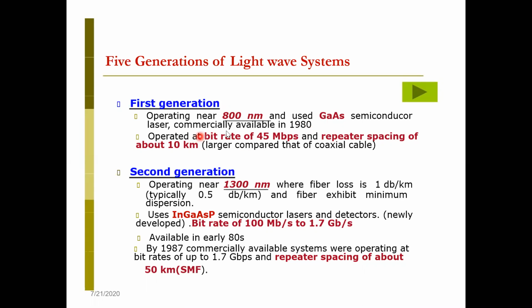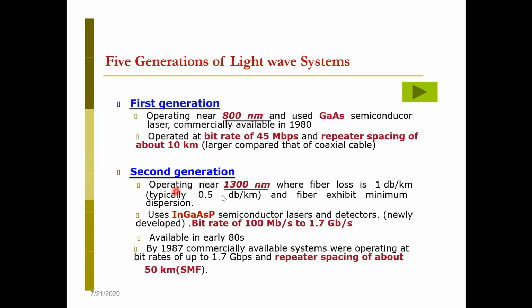The bit rate was 45 Mbps. So please write down 800 nanometer. We had a GaAs laser, and the bit rate was around 45 Mbps. Then the repeater spacing was around 10 kilometers. Even though the repeater spacing was 10 kilometers, it was considered larger compared to coaxial cable. So this was the status at the time of the first generation.